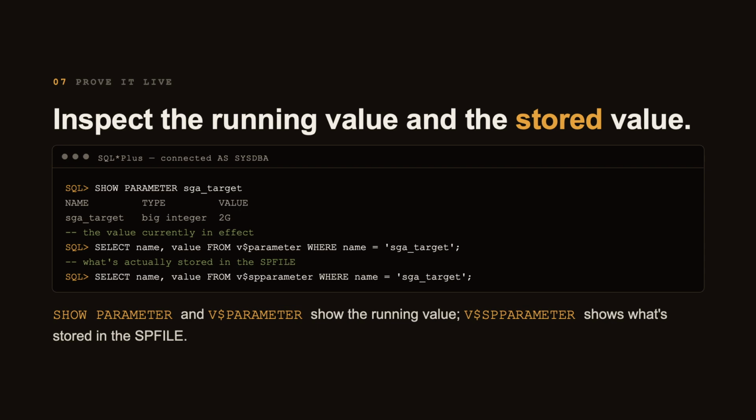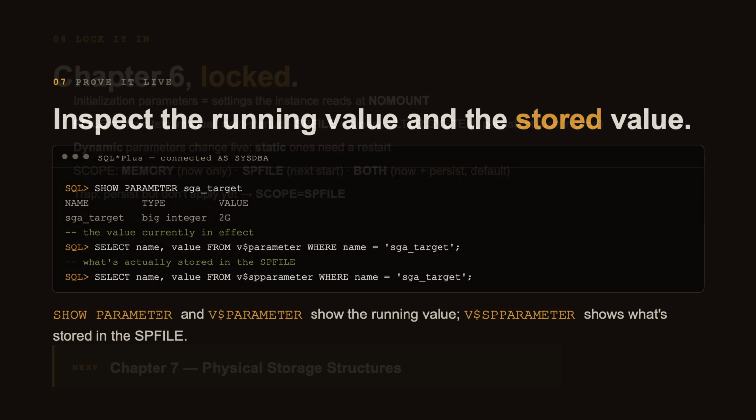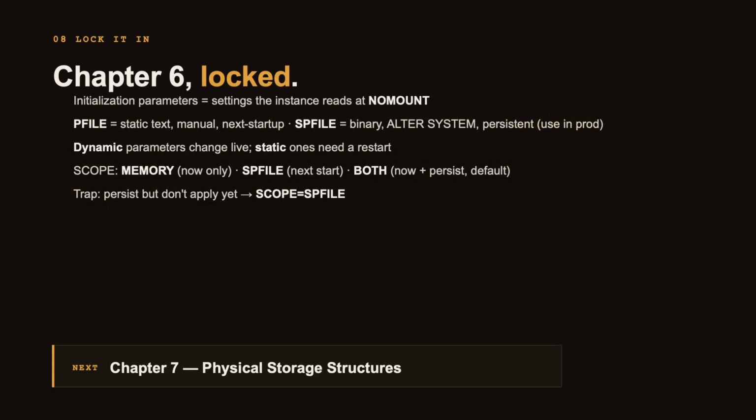Here's why that distinction is gold. If someone changed a parameter with scope equals memory, the running value and the stored value will disagree, and after a restart, it'll revert. Being able to compare V$PARAMETER against V$SPPARAMETER lets you catch exactly that. Running value versus stored value, two different views, and knowing both is the mark of someone who's debugged a surprise reboot.